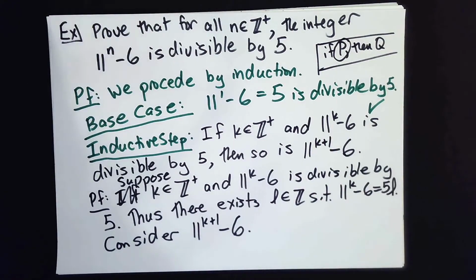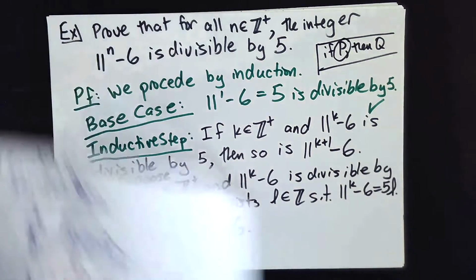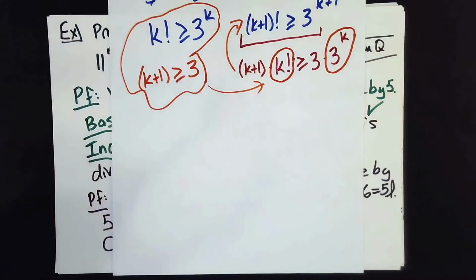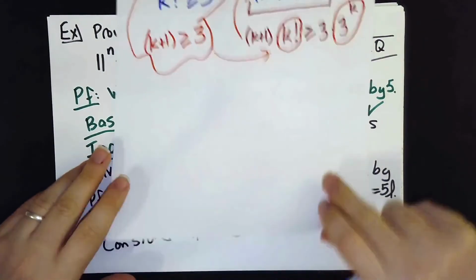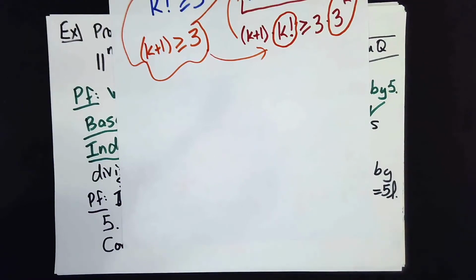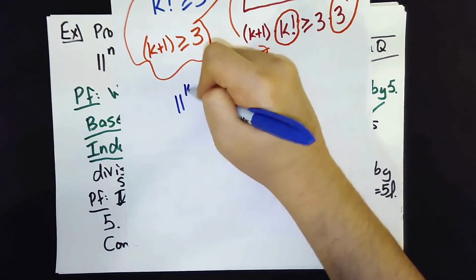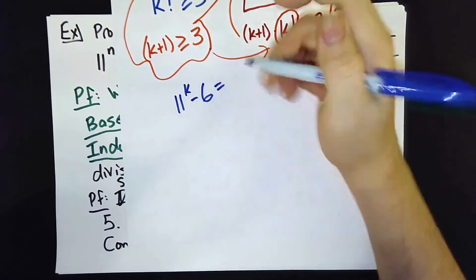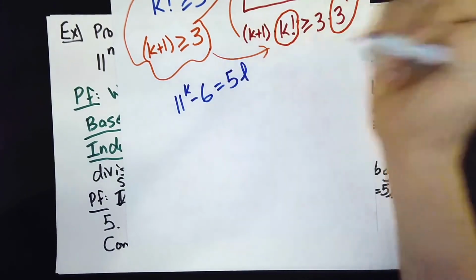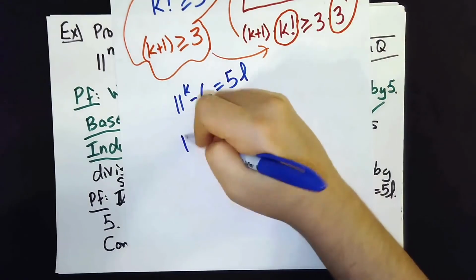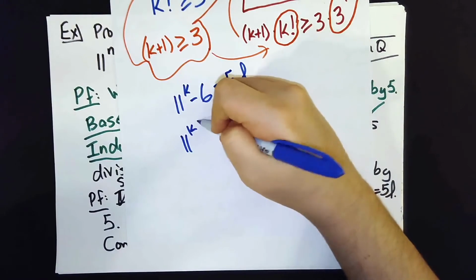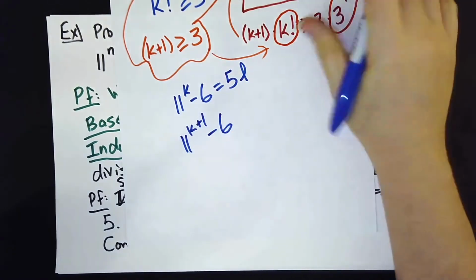Well, you guessed it. If I'm not sure, I'm going to pull out scratch paper and look at what happens. So I know 11 to the k minus 6 is 5 times L. And I want to look at 11 to the k plus 1 minus 6.